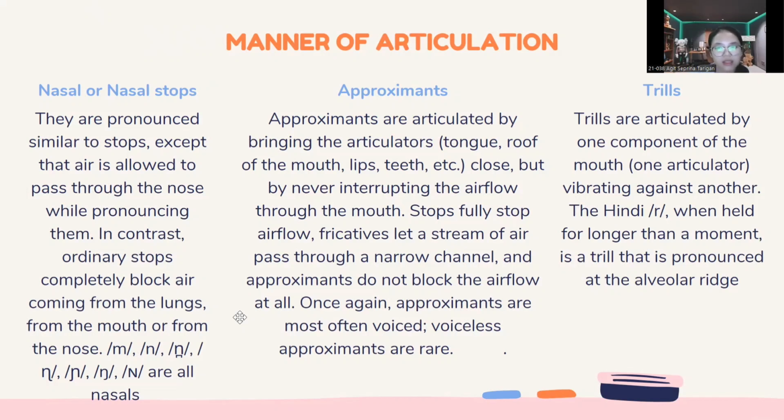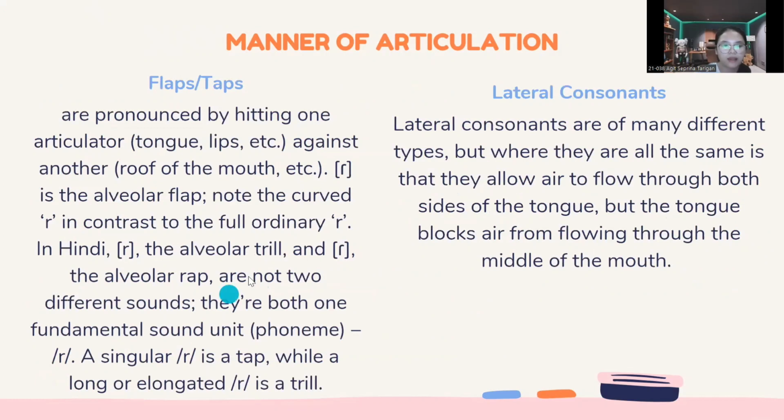Next is trills. Trills are articulated by one component of the mouth, one articulator, vibrating against another. Next is flaps or taps. Flaps or taps are pronounced by hitting one articulator, tongue, lips, etc., against another, roof of the mouth, etc.